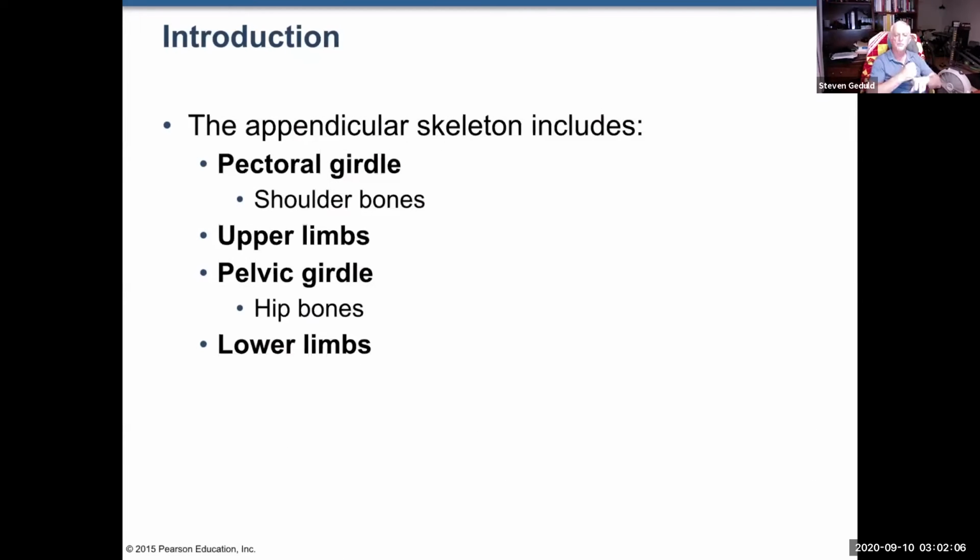Pectoral girdle, which is your shoulder, upper limbs, upper and lower arms, pelvic girdle, which is your hip bones, and then the lower limbs, your legs. Okay? That's your appendicular skeleton in a nutshell.